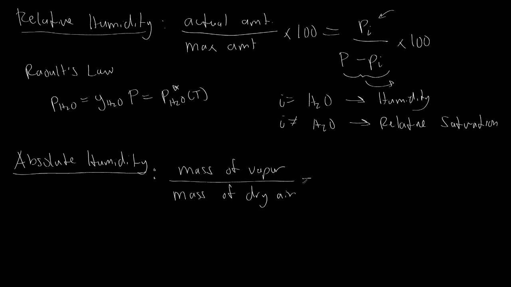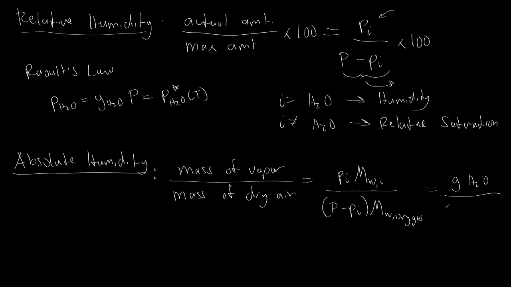Mathematically, we can write this as the partial pressure of species I, which is effectively a way to denote its concentration, times by the molecular weight of species I, divided by the total system pressure minus the partial pressure of species I, and by the molecular weight of the dry gas. The units for this would be, in the case of water, maybe grams of H2O per gram or kilogram of dry air, which would be abbreviated DA.